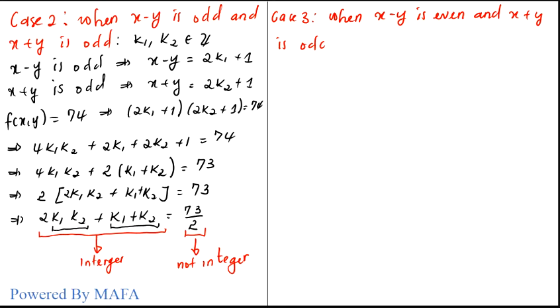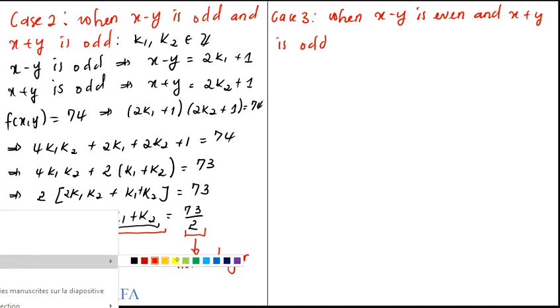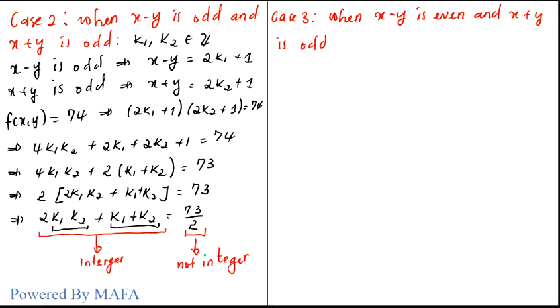Okay, case 3, when x minus y is even and x plus y is odd. Now let's begin. What does it mean for x minus y to be even? X minus y is even means that x minus y can be written as 2k1.